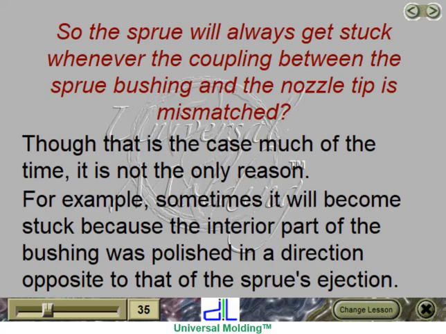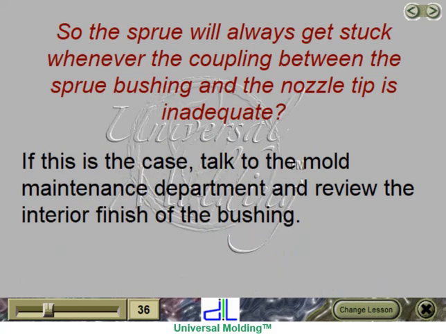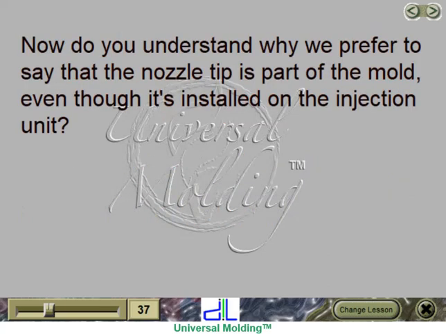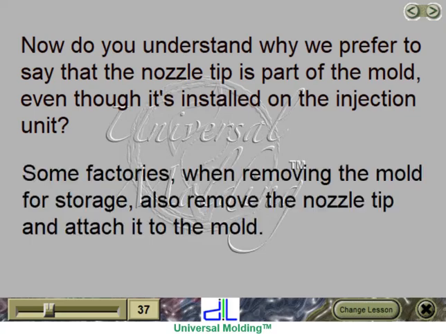For example, sometimes it will become stuck because the interior part of the bushing was polished in a direction opposite to that of the sprue's ejection. If this is the case, talk to the mold maintenance department and review the interior finish of the bushing. Now do you understand why we prefer to say that the nozzle tip is part of the mold, even though it's installed on the injection unit? Some factories, when removing the mold for storage, also remove the nozzle tip and attach it to the mold.